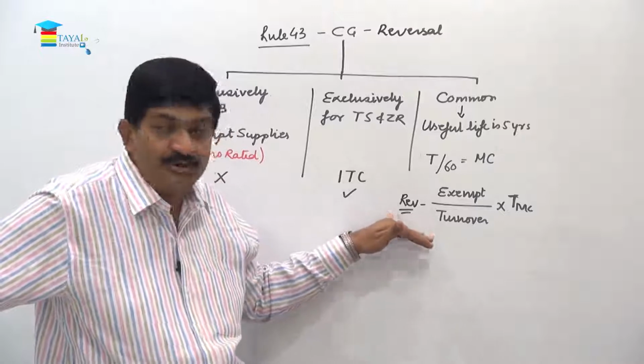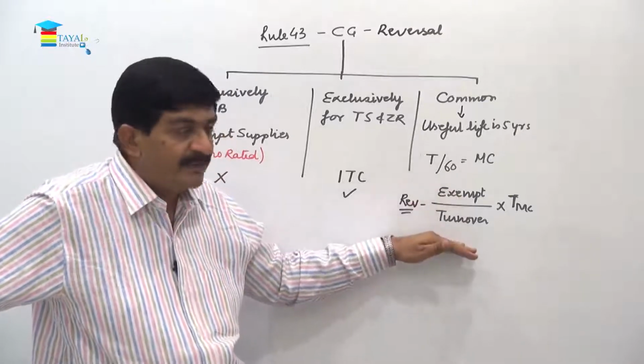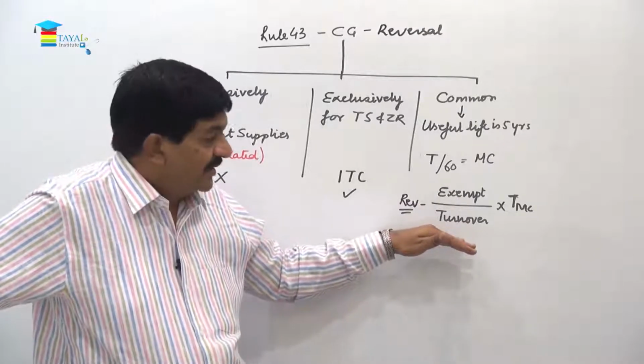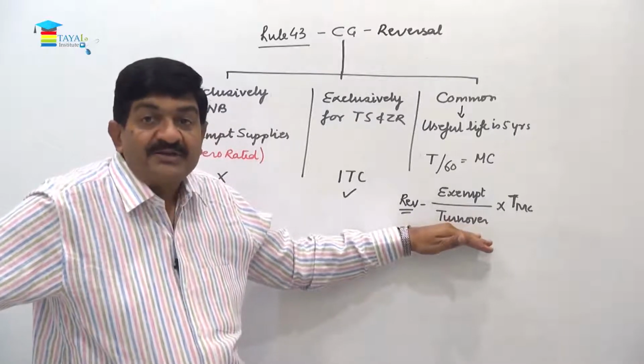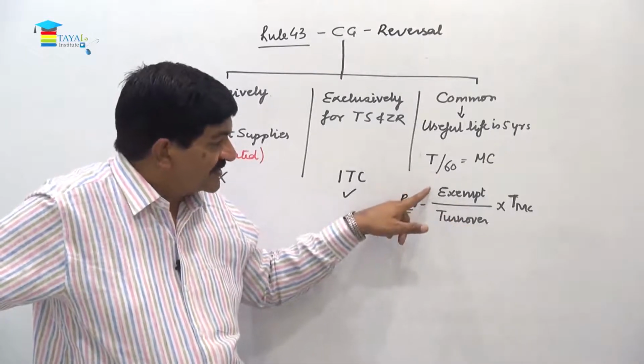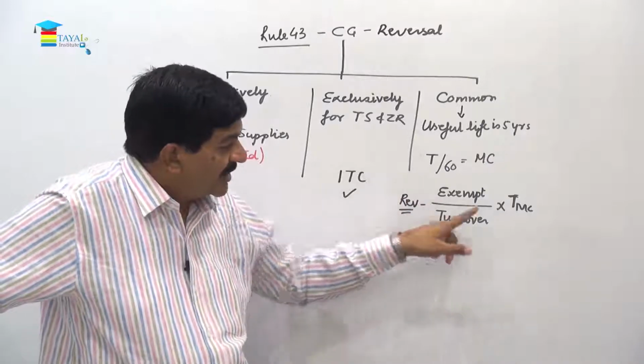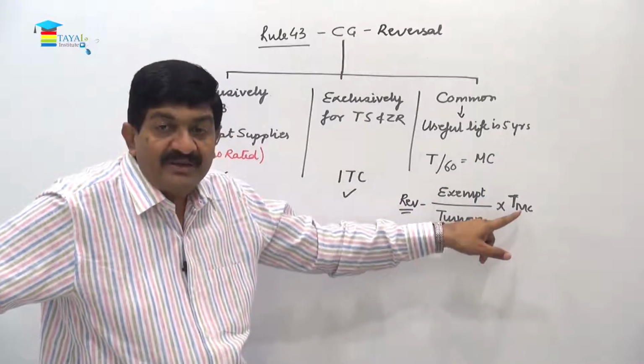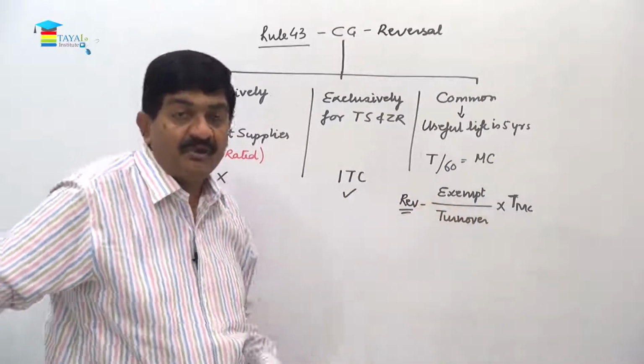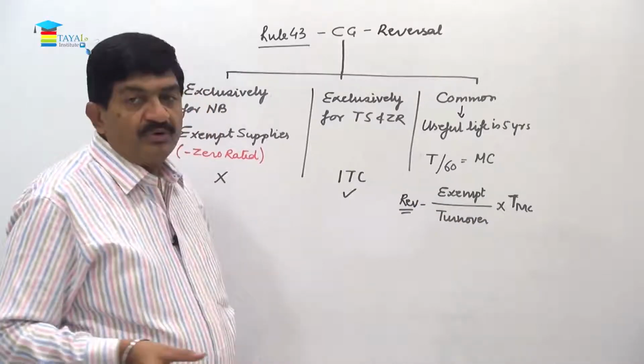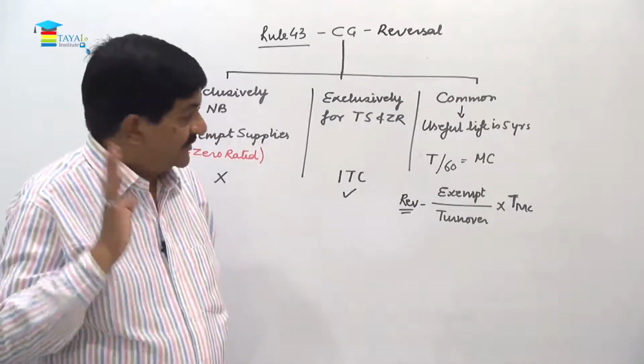So reversal is equal to exempt supplies divided by total turnover, right? And turnover includes zero rated supplies as well. So zero rated supplies are excluded from here, and multiplied by total monthly credit for that particular article. This much amount is required to be reversed every month.